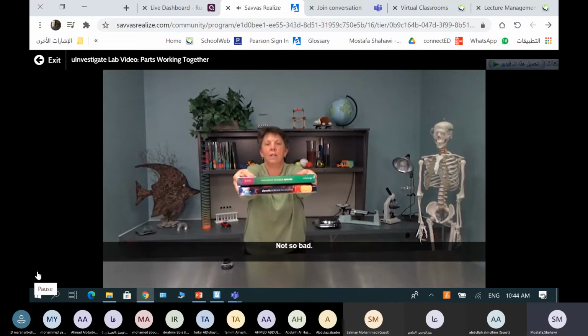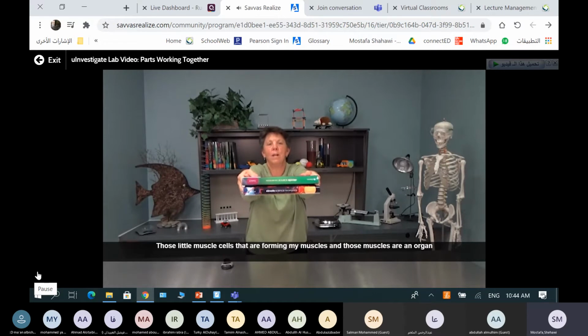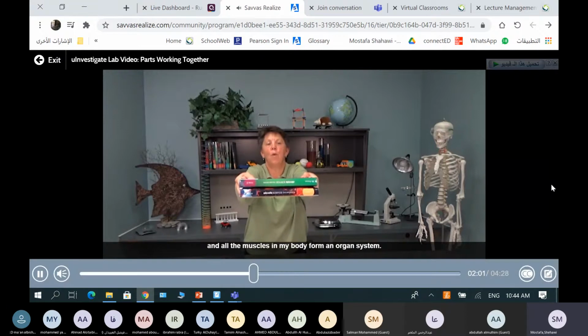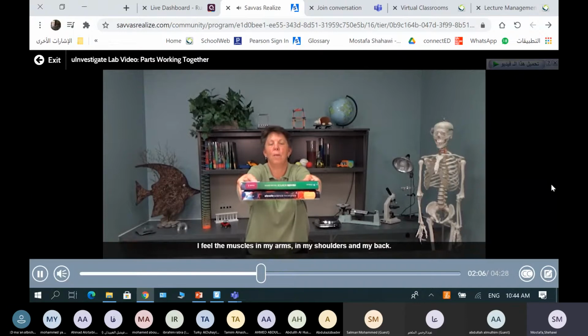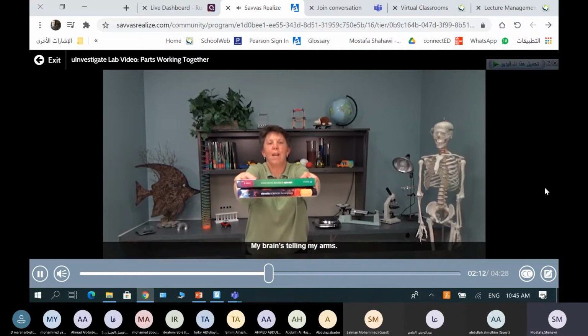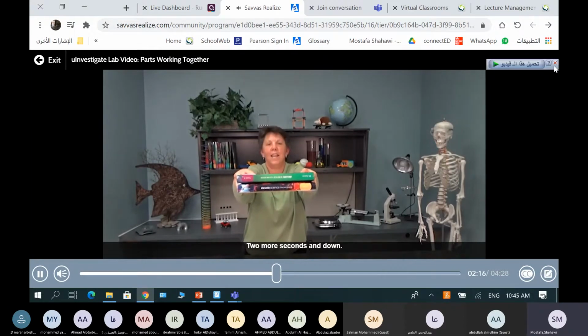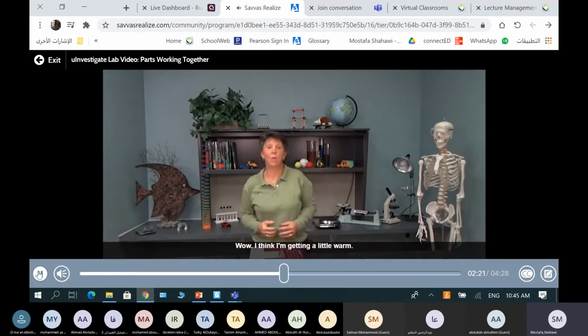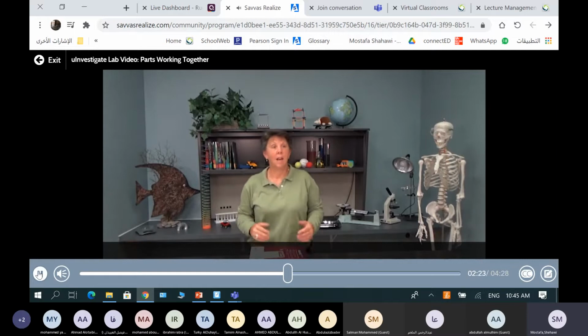Not so bad. Those little muscle cells are forming my muscles, and those muscles are an organ. And all the muscles in my body form an organ system. I feel the muscles in my arms, in my shoulders, in my back. I think my core muscles in my stomach are helping to hold this up. My brain's telling my arms, come on, you can do it, Cheryl, you can do it. 2 more seconds and down. Wow, I think I'm getting a little warm. Why is that? I think.